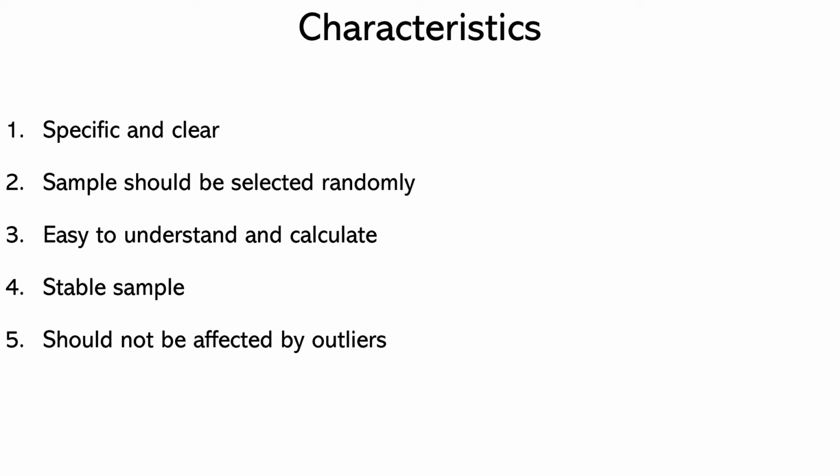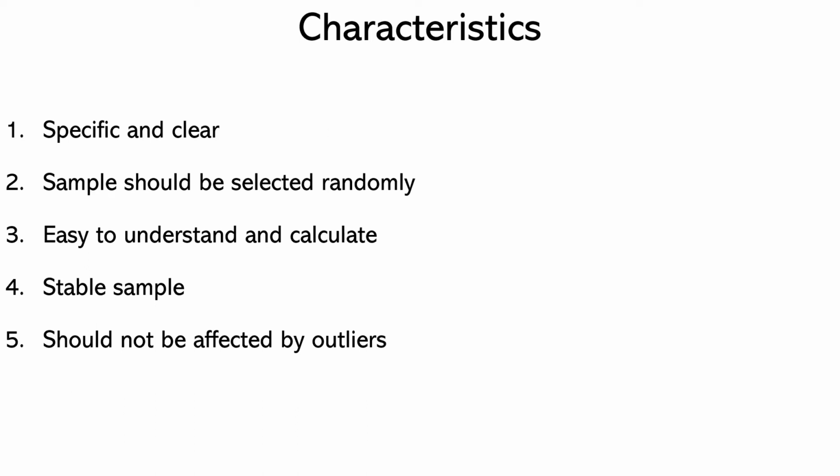Then there is no stability in the sample. There will be a lot of variations. So when you are collecting the sample and when you have collected all the details, there should be the least variation. Try to collect samples from the same group, from the same set of characteristics.